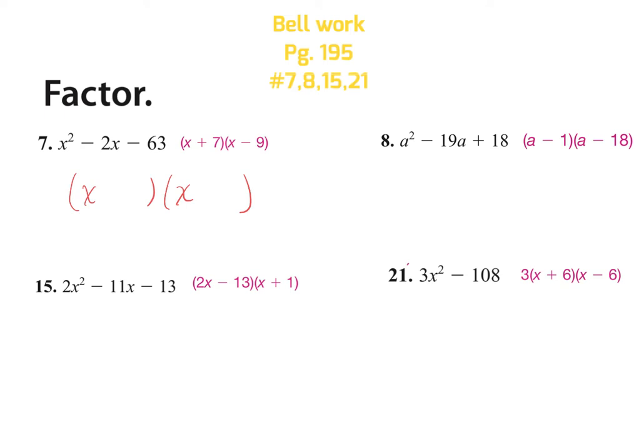So you want to go through your factors of 63. 1 and 63, 2 and 30. No, that doesn't work. 3 and 21. 4 doesn't go into it. So you just go through them and you get to 7 and 9 and say, these are going to subtract to give me the 2.